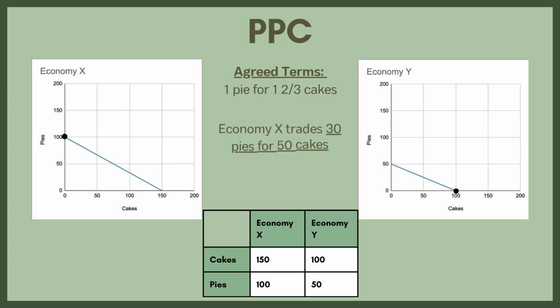Now, suppose economy X trades 30 pies for 50 of economy Y's cakes. On their PPC, they will lose 30 pies, and gain 50 cakes. On the other hand, economy Y gains 30 pies but loses 50 cakes.